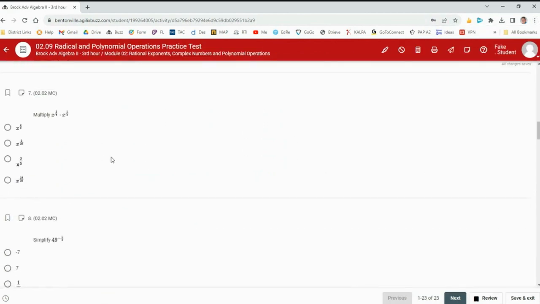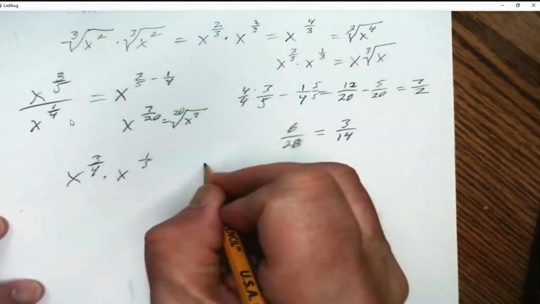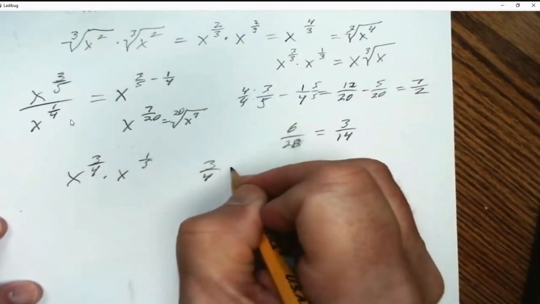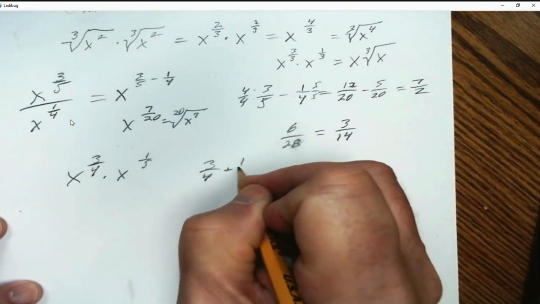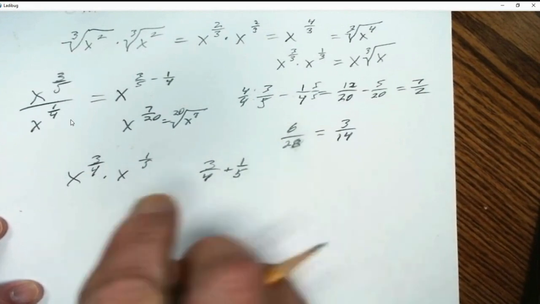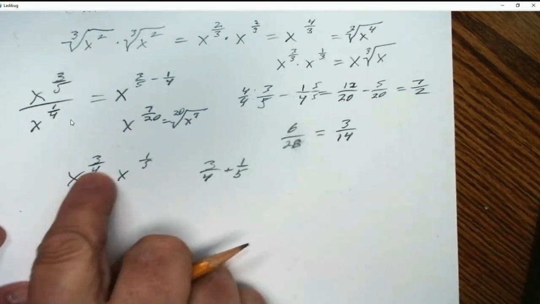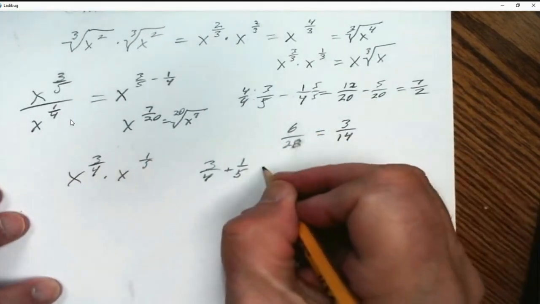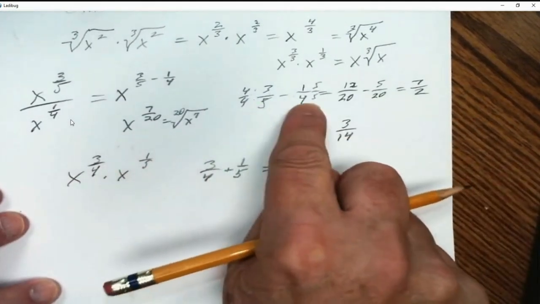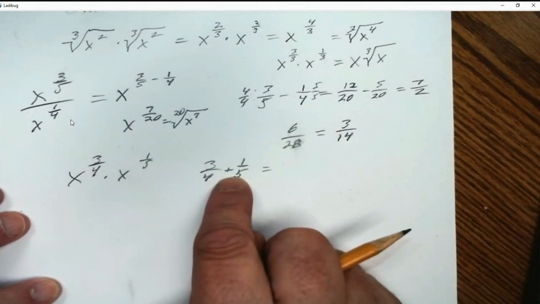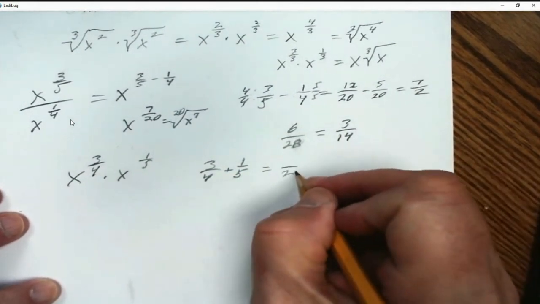Let's look at number 7 here. Multiply x to the 3/4 times x to the 1/5. Okay, so again, this is a matter of adding fraction exponents. So 3/4 plus 1/5. Since this is multiplying, we can add the exponents. We need them to be the same denominator, which would be 20.